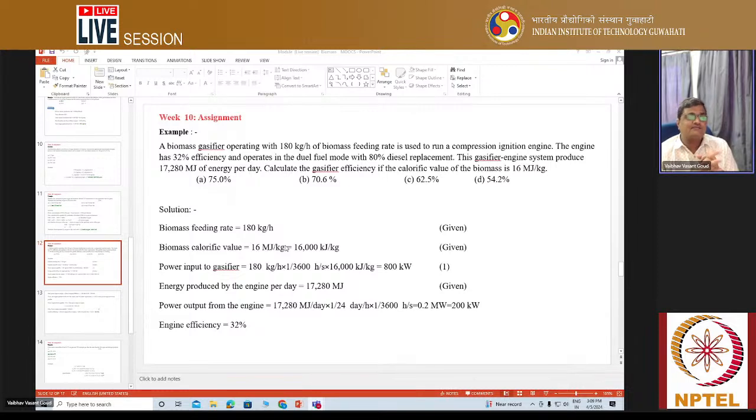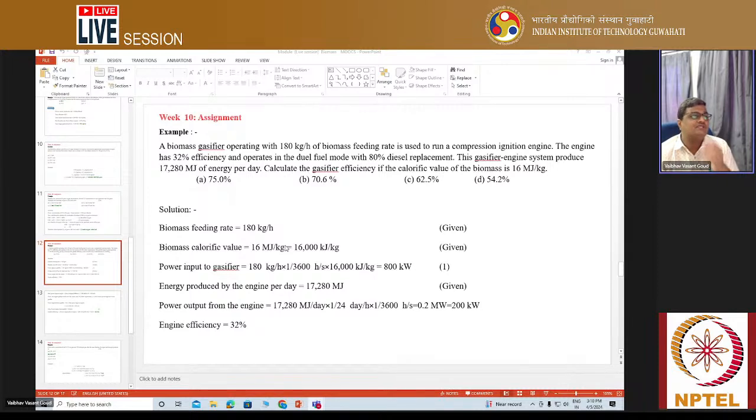In the sense that when you are replacing the fuel, that is diesel, with the fuel obtained from the gasifier, suppose that is a gas, which is majorly hydrogen gas, then we need to find out the gasifier efficiency: how that particular gasifier is working, and what its efficiency is in producing that amount of energy from it.